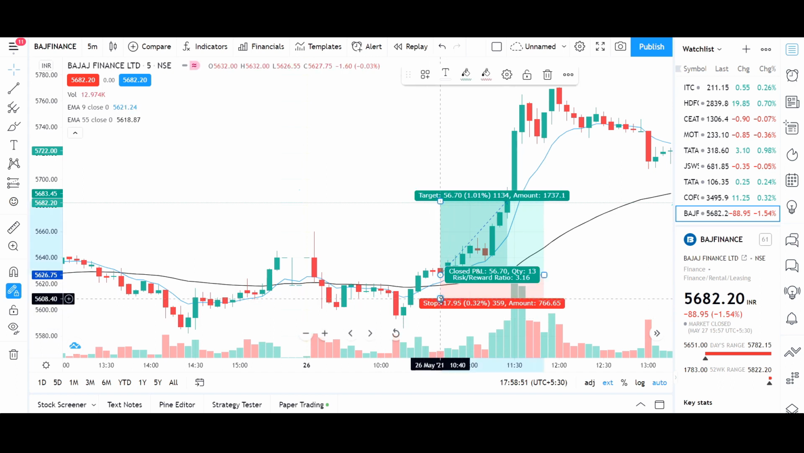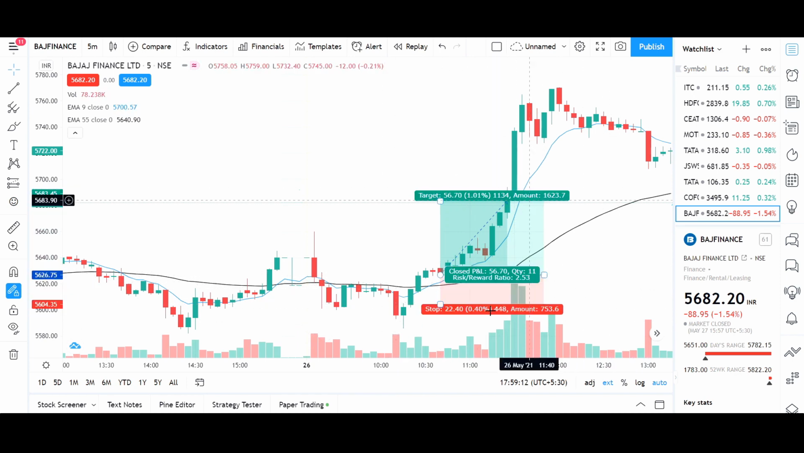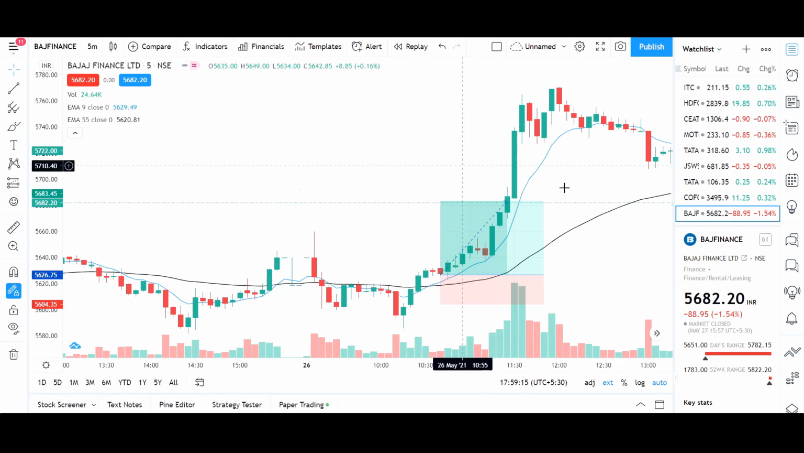Okay, so what sometimes happens also is the wick touches your stop loss and takes a bullish turn again. So we have to keep it a few points, around 3.5 or 40%, below the 55 EMA. This is how you can take a bullish trade using the 55 EMA and the 9 EMA crossover.